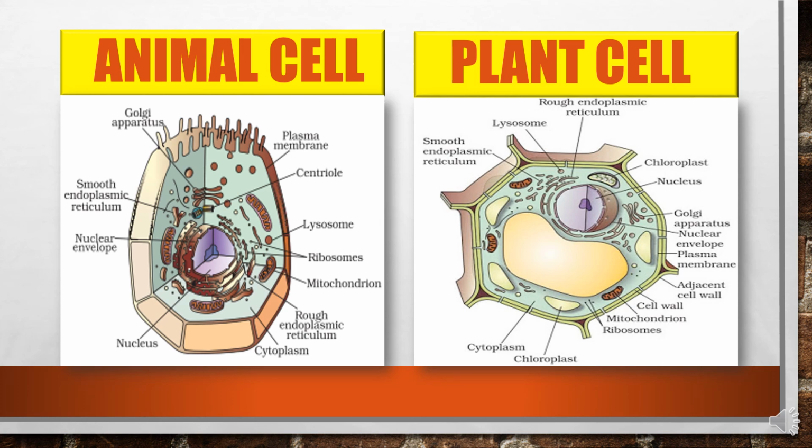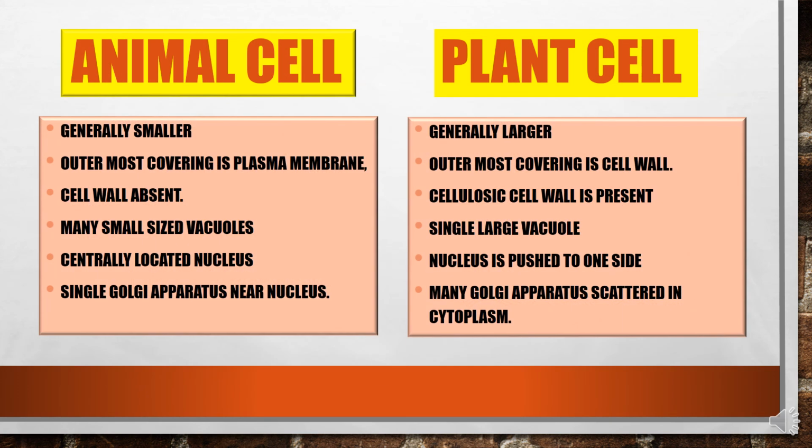So let us list out these differences. Animal cells are generally smaller in size, plant cells are larger. The outermost covering of an animal cell is plasma membrane, whereas the outermost covering of a plant cell is cell wall. Cell wall is absent in an animal cell, whereas plant cells have a cellulosic cell wall, meaning it is made up of cellulose. Animal cells have many small sized vacuoles, whereas plant cells have a single large centrally located vacuole. Animal cells generally have a centrally located nucleus, whereas in plant cell the nucleus is pushed to one side due to the large vacuole. And last but not the least, animal cells have a single Golgi apparatus near the nucleus, whereas plant cells have many Golgi apparatus scattered in the cytoplasm.